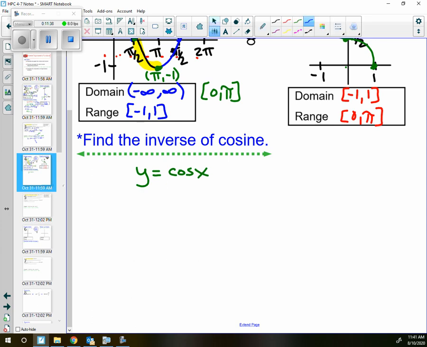Well, we take our original function, we switch the domain and the range, and then we're going to solve for y to make our life easier. Well, how do you solve for y? You do the inverse on each side to get the y by itself. So I'm going to do inverse cosine on each side.